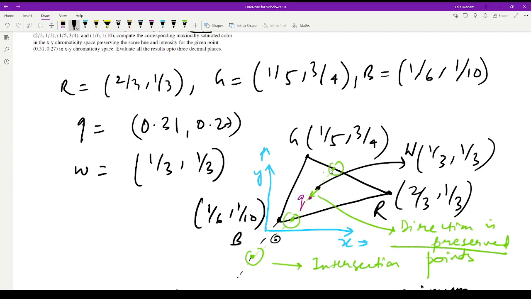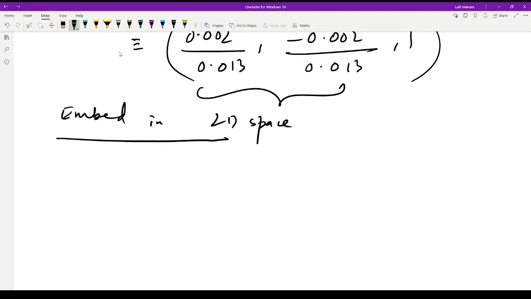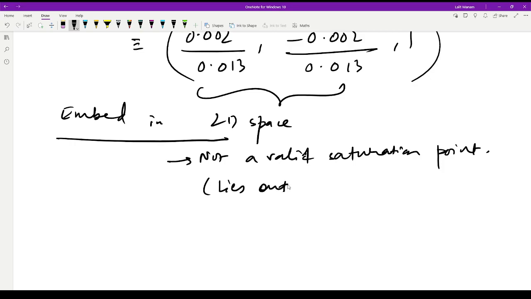So is it a valid intersection point? Rather, this itself is the intersection point that we are looking at. You think it's valid? No, sir. Not valid. So it's not a valid saturation point, and we won't consider this point. Not a valid saturation point. It lies outside the triangle.